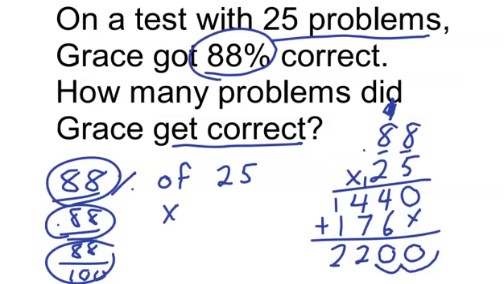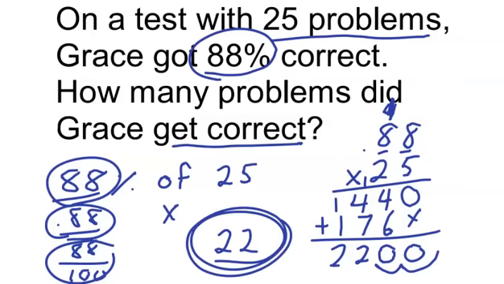Boom, boom. All right, so we are now knowing that 22 problems, okay, out of the 25. So they got 22 out of the 25 correct, and that would be 88%. So our answer is 22, and that is our 88%.